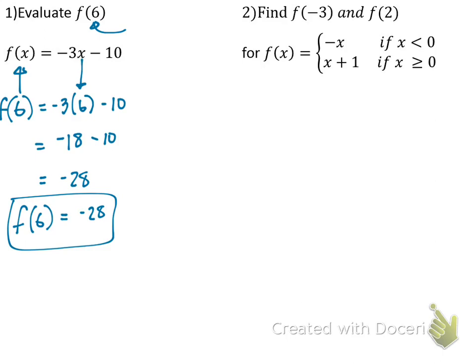Okay, again, number 2 now. Find f of negative 3 and f of 2. So it's saying here are your two ingredients, negative 3 and 2. I want you to put them in. But it's telling us there's a rule here.